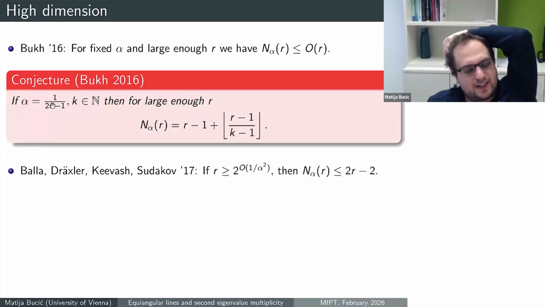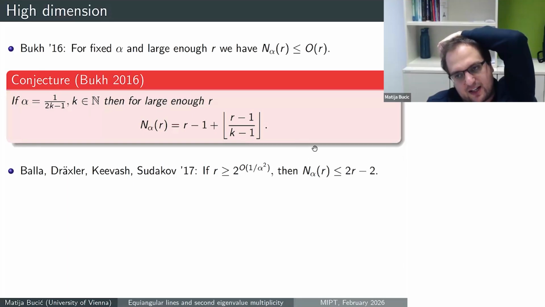Very good. So then the next remarkable paper in the whole series was due to Balla, Dräxler, Keevash, and Sudakov. They proved that from the exponential regime, so once the dimension becomes exponential in at least 1 over alpha squared, you actually get an upper bound of 2r minus 2. So this is the first thing that really beat this Neumann bound. And also it's the best you can do if you don't have any extra information about the angle, because if alpha is 1/3 and you plug that into this conjecture of Boris, you get 2r minus 2. So this actually confirms Boris's conjecture for k equals 2, or alpha equals 1/3.